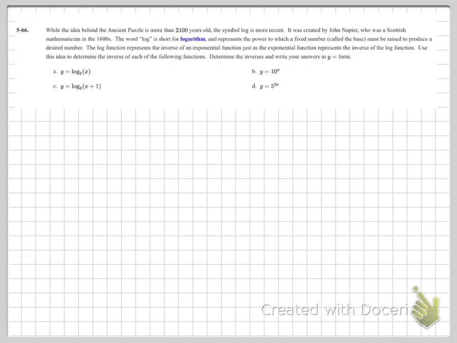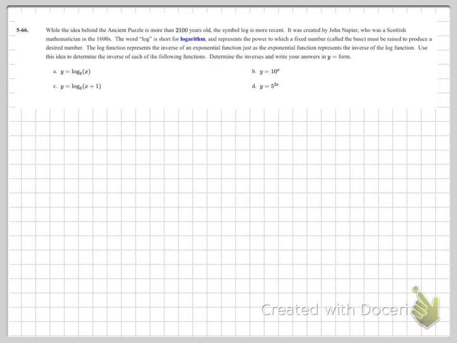While the idea behind the ancient puzzle is more than 2,100 years old, the symbol log is more recent. It was created by John Napier, who was a Scottish mathematician in the 1600s. The word log is short for logarithm and represents the power to which a fixed number, called the base, must be raised to produce a desired number. The log function represents the inverse of an exponential function, just as the exponential function represents the inverse of the log function. Use this idea to determine the inverse of each of the following functions. And then they want it in y form.